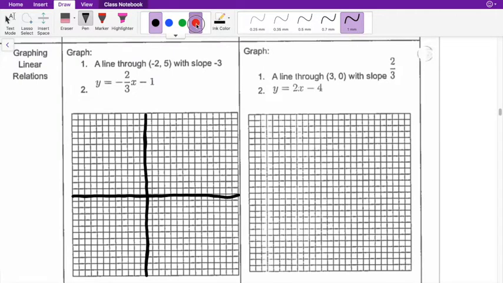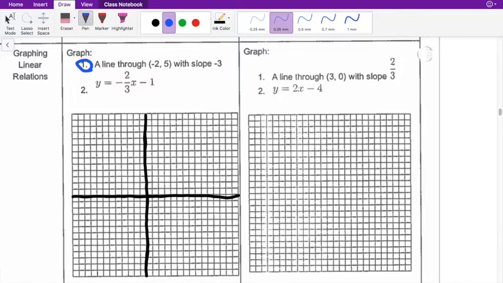I'm going to do this one in blue. So a line through this point here with a slope of -3, and we can always add the one over here. So first thing we do is we graph the point. In this case, the point is -2, 5. So we go in the house, -2, and then we're going up 5. So 1, 2, and up 5. 1, 2, 3, 4, 5. And I'll put a dot right there. Put a nice thick dot.